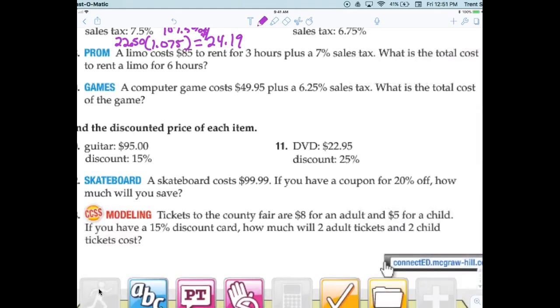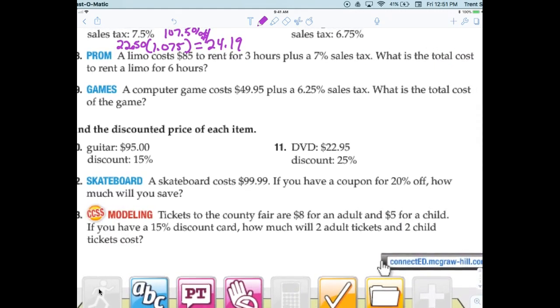A limo costs $85 to rent for 3 hours plus 7% sales tax. What is the total cost to rent a limo for 6 hours? First you have to add up $85, because of the 6 hours. It's $170. You're going to have to pay $170.